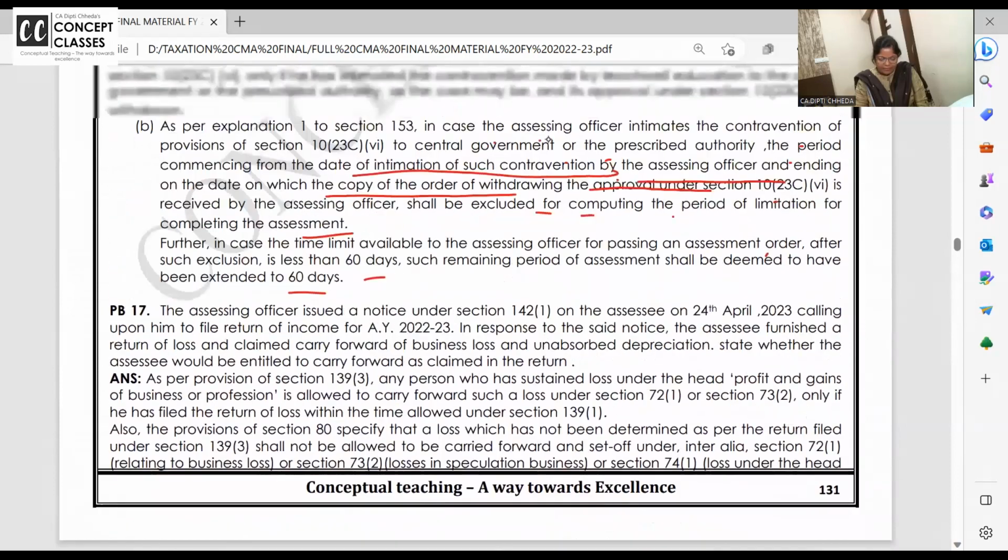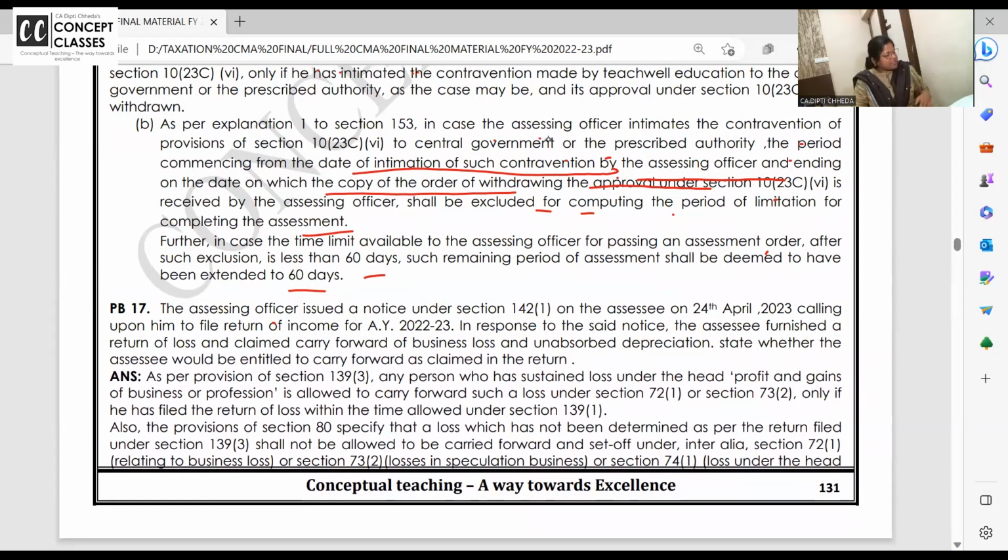चलो, next. AO issues a notice under 142(1) on the assessee on April 22, calling upon him to file the return for 22-23. In response to said notice, the assessee furnishes a return of loss and claimed carry forward of the business loss, unabsorbed depreciation. इतना अच्छा क्वेश्चन है, लॉस के ड्यू डेट सब मालूम होना है.